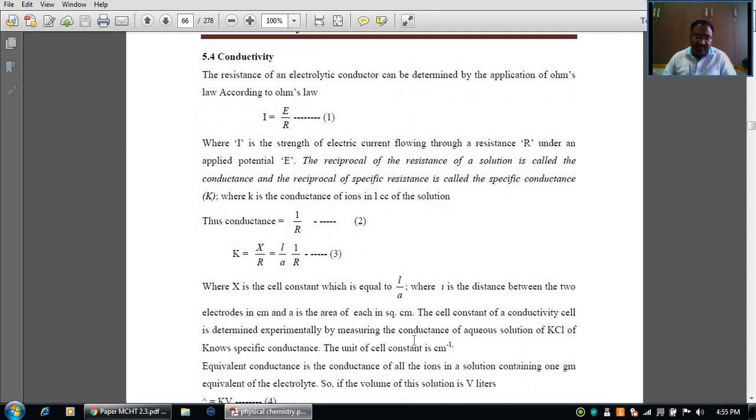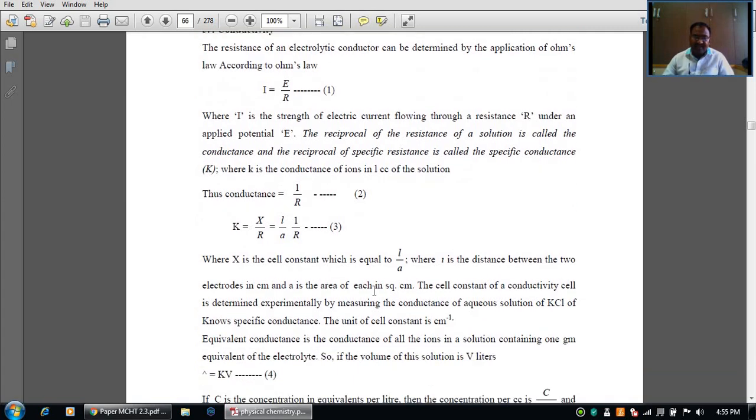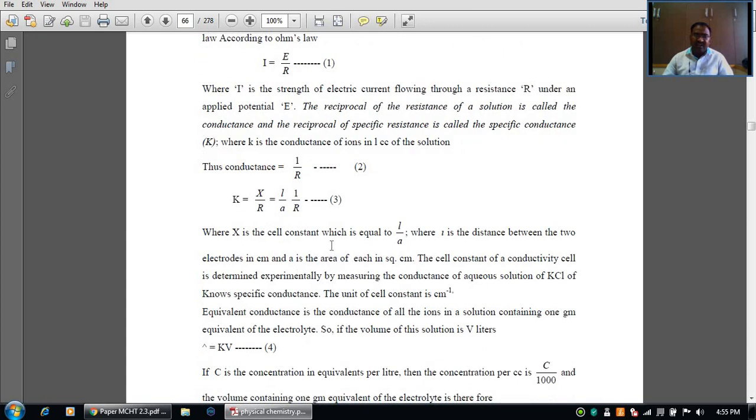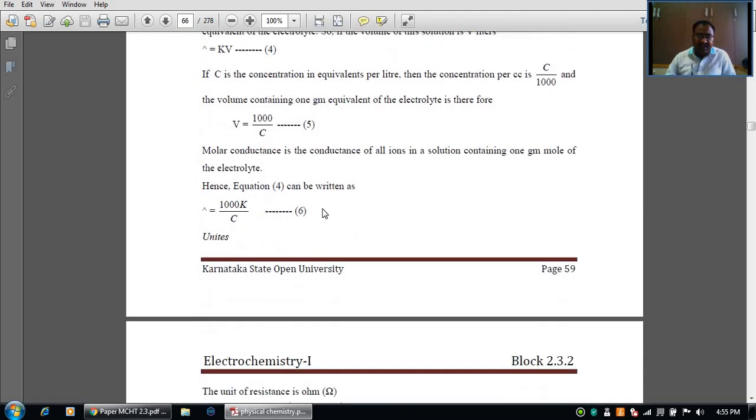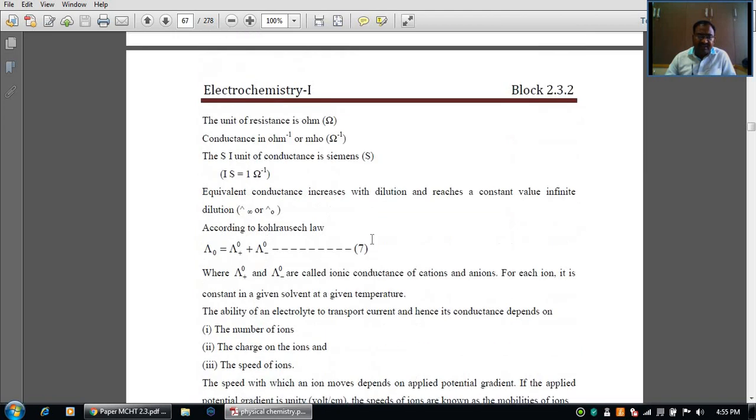Here X is the cell constant. Cell constant is equal to 1 by A. The derivations are important in that concept, and questions are asked on them also. Resistance, conductance, conductivity, resistivity, these are all important terms. Along with that, SI units are very important.